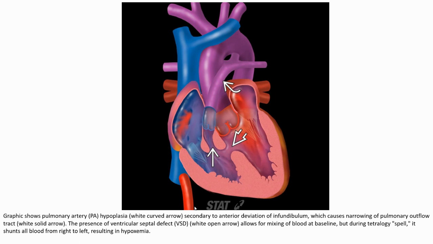The graphic shows pulmonary artery hypoplasia indicated with the Y curved arrow, secondary to anterior deviation of the infundibulum, which causes narrowing of the pulmonary outflow tract, indicated with the Y solid arrow. The presence of a ventricular septal defect, VSD, indicated with the Y open arrow, allows for mixing of blood at baseline, but during a tetralogy spell, it sends all blood from right to left, resulting in hypoxia.